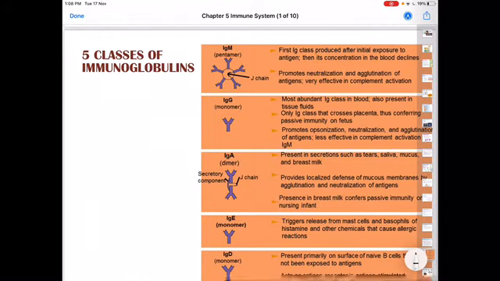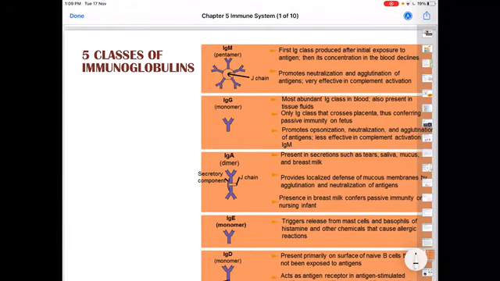For example, we have IgM or pentamer. Okay, the first Ig class produced after initial exposure to antigen, then its concentration in the blood declines. So the functions of IgM promotes neutralization and agglutination. Agglutination ialah penggumpalan of antigens. So bila ada antigen, dia akan gumpal antigens tersebut. Very effective in complement activation.